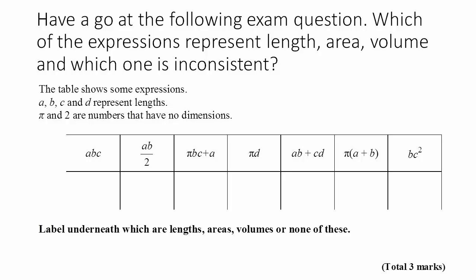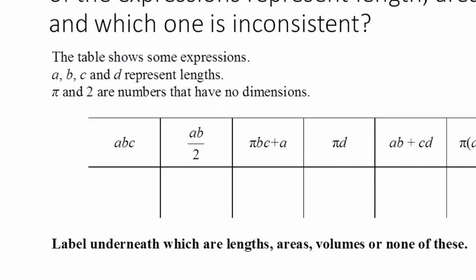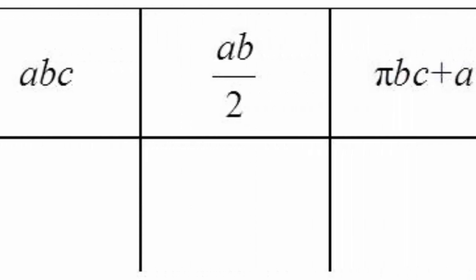So I hope you've had a little think about that. Let's quickly talk about the answers. Well, ABC is length times width times depth. A, B and C could represent the sides of a cuboid. This is clearly going to be a volume. AB over 2, well, that's length times length, so that's going to be area. We can ignore the divide by 2 because it is dimensionless.